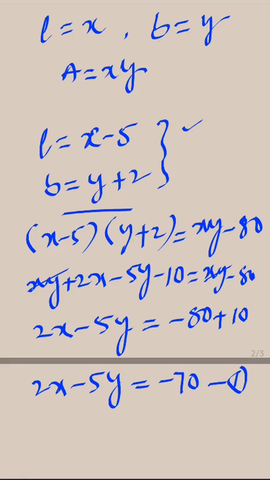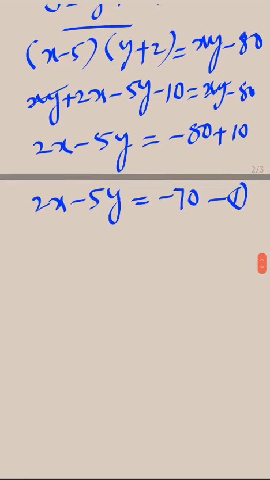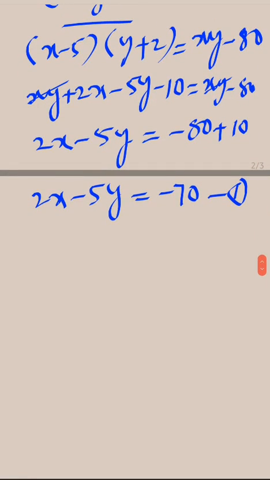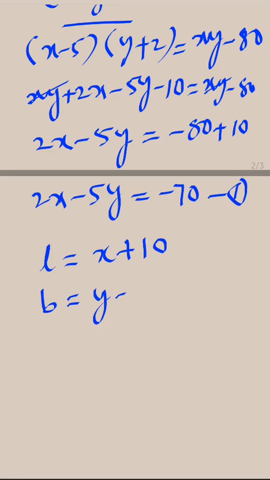Now, by using the second statement, we have to make another equation. What is the change in the length? The length is increased by 10 units. Length is x, so increased by 10 units means x plus 10. Next, the breadth is decreased by 5 units, that means y minus 5.